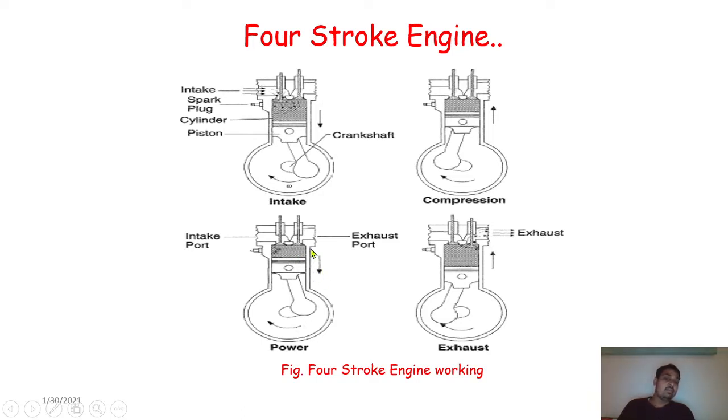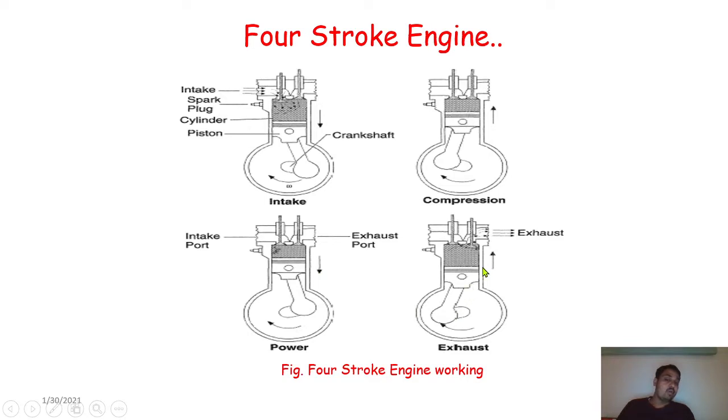So gases start to expand inside the engine cylinder. This process is called the power stroke or the expansion stroke. This chamber is called the combustion chamber, where all these things are happening. During the power or expansion process, the piston moves from TDC to BDC. Look at the direction of motion of the piston.